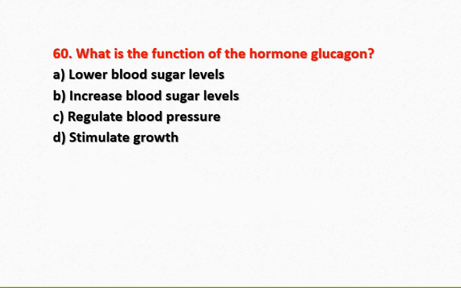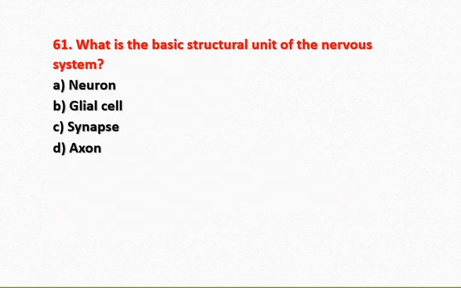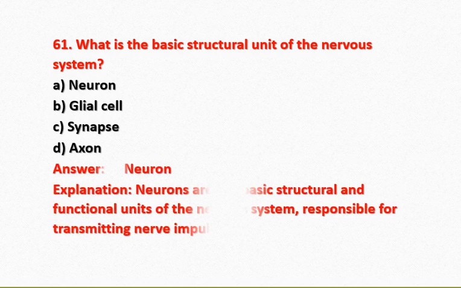What is the function of the hormone glucagon? Correct answer is option B. Increase blood sugar levels. What is the basic structural unit of the nervous system? Correct answer is option A. Neuron.